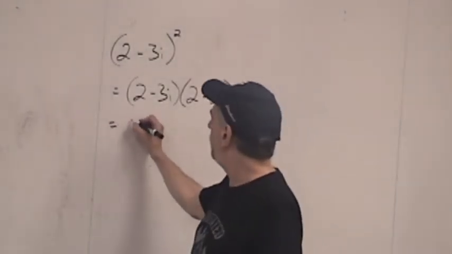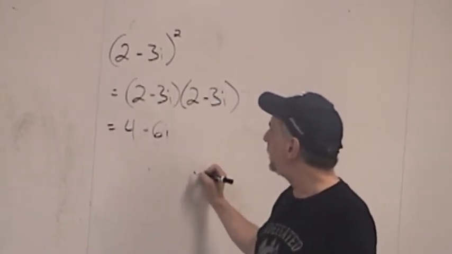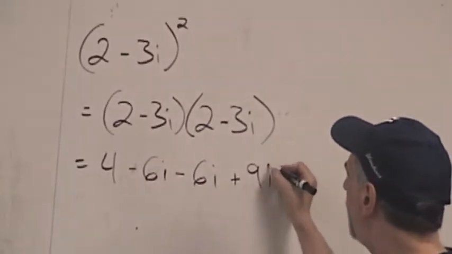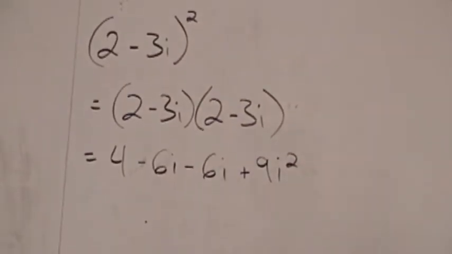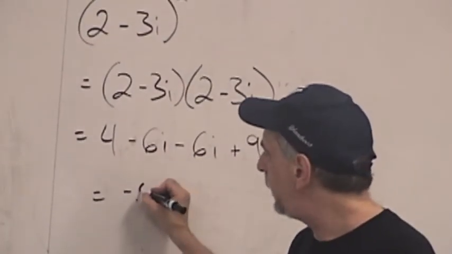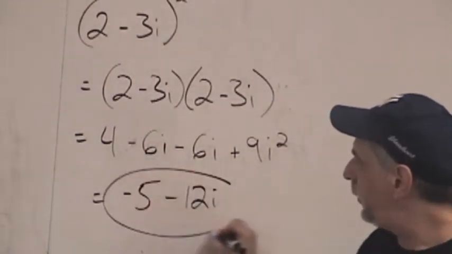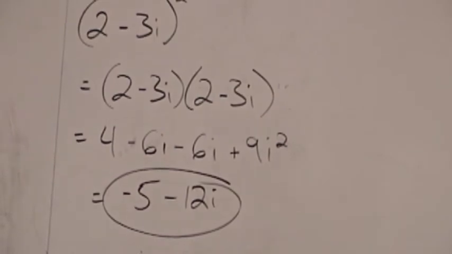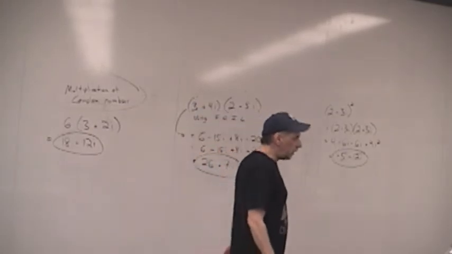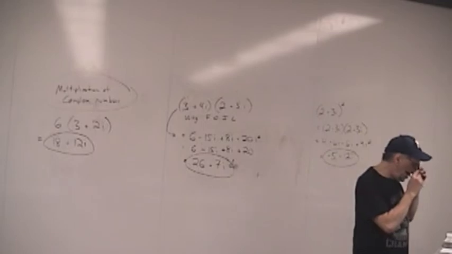FOIL method, we get 2 times 2 is 4, we get negative 6i on the outside, negative 6i on the inside, and positive 9i squared on the last. We got a negative 9 here to combine with the positive 4 to get the real part of our answer, and negative 12i for the imaginary part. All right, so that is 3 different ways you'll see multiplication of complex numbers. Let's see if there's anything different here I should remind you of.